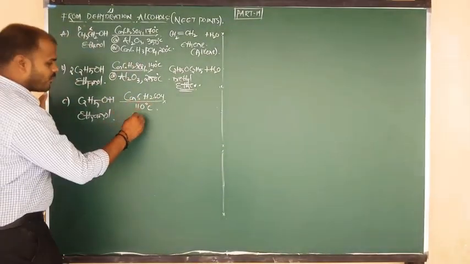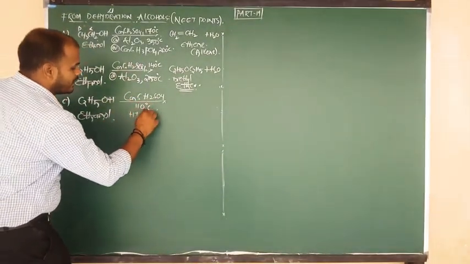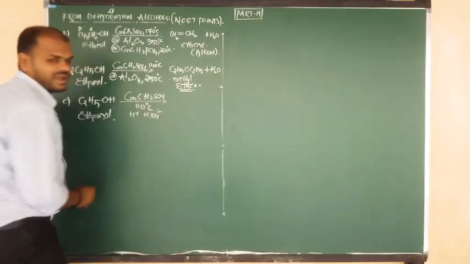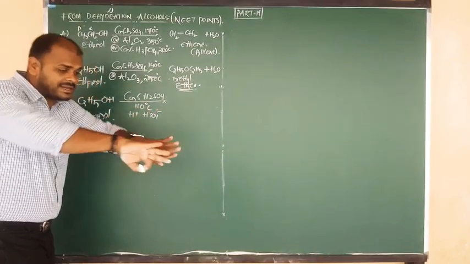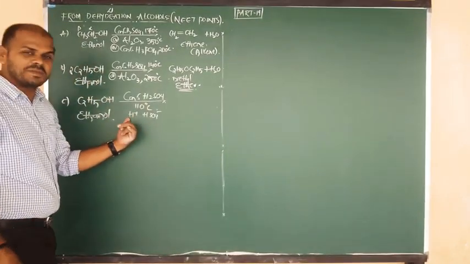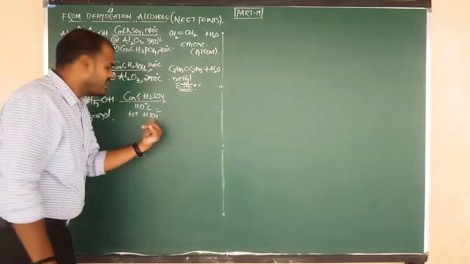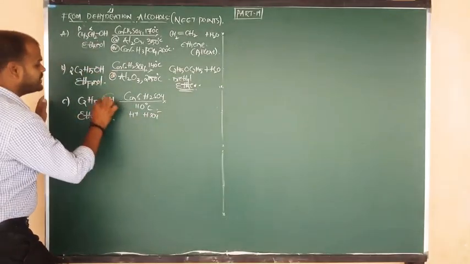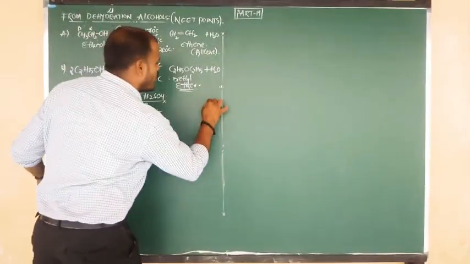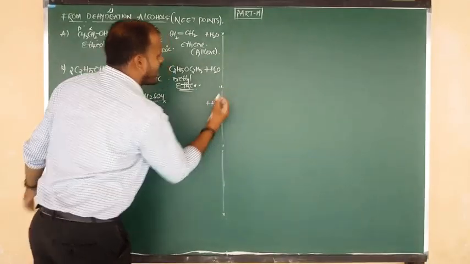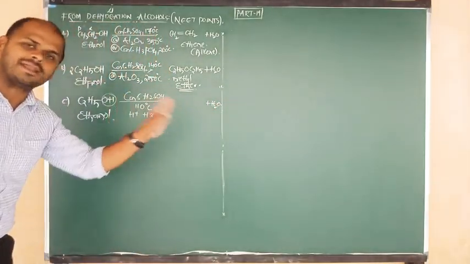H2SO4, first of all, is divided into H plus and HSO4 minus. At 110 degrees Celsius, concentrated sulfuric acid dissociates into H plus and HSO4 minus. Now that H plus combines with OH minus and is removed in the form of a water molecule, nothing but we have to say that it undergoes dehydration.